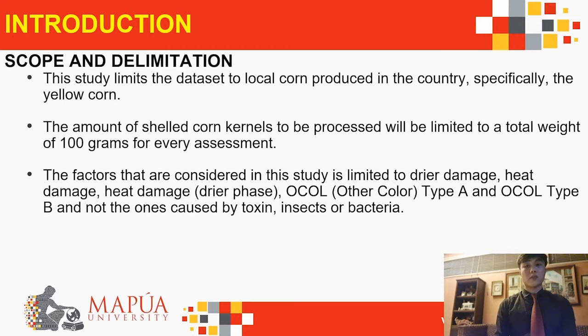Now for the third scope and delimitation, the factors that are considered in the study are limited to dryer damage, heat damage and dryer phase, and other colored corn, which is in type A and type B. The ones that are not included here are the ones caused by toxin, insects, or bacteria, because they require additional chemical testing, which is not included in this study.